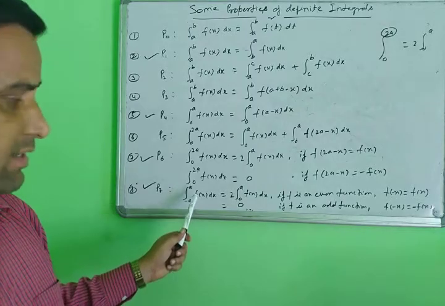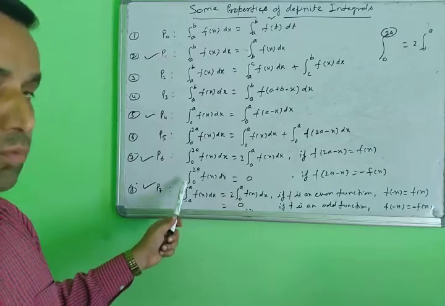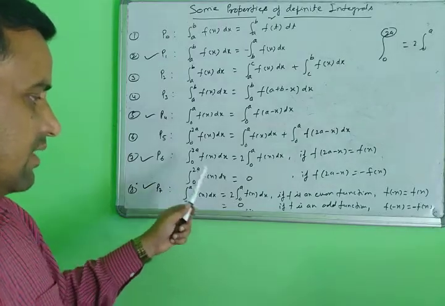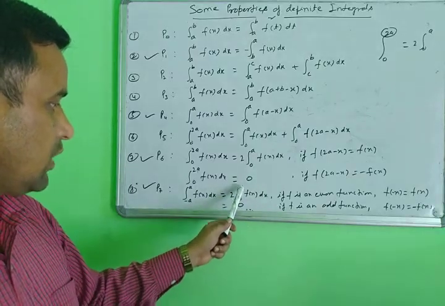Minus a to plus a, the limits are the same but opposite integers: minus 2 to plus 2, minus 3 to plus 3, minus 5 to plus 5. So what is the result? Same thing here, 2 times the integral from 0 to a of f(x) dx.